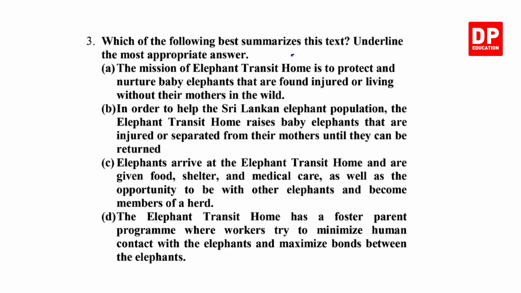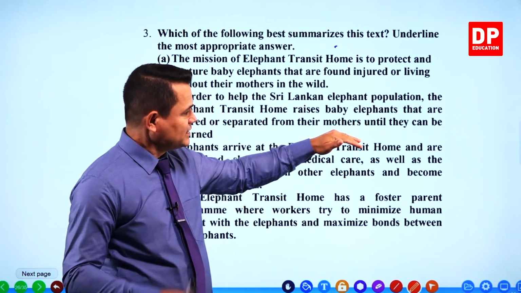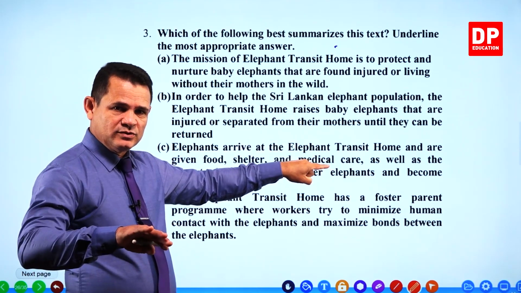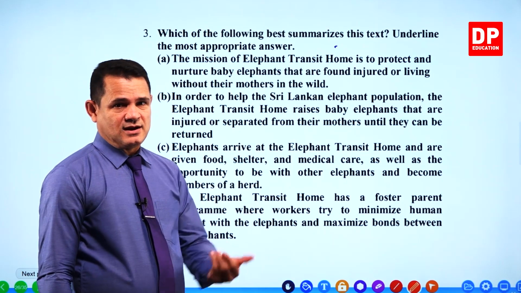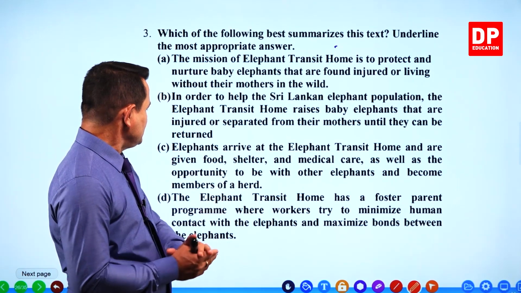In order to help the Sri Lankan elephant population, the Elephant Transit Home raises baby elephants that are injured or separated from their mothers until they can be returned, sent back to the wild. Yes, of course, that kind of situation was mentioned, wasn't it? Let's look at the next one too.